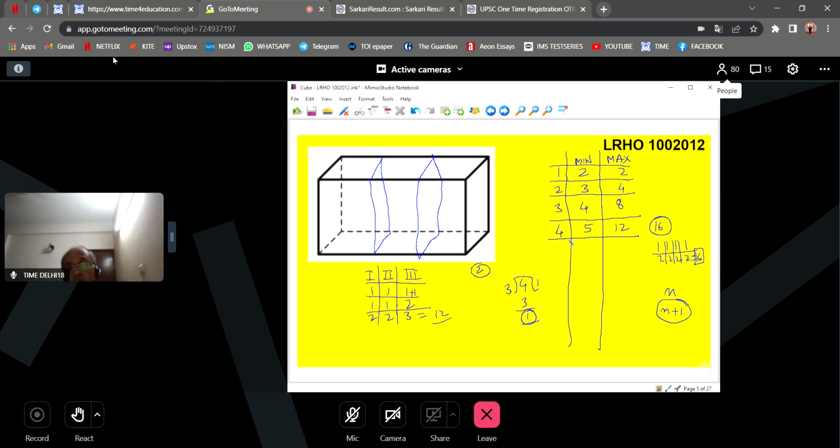See, Sanya, whatever number of cuts you apply, the minimum number of pieces you will get only when you apply all the cuts along one direction.